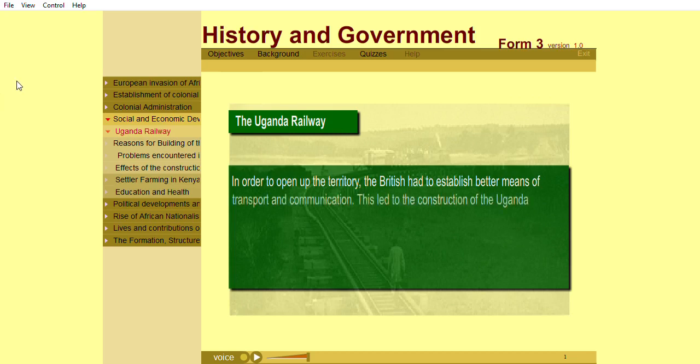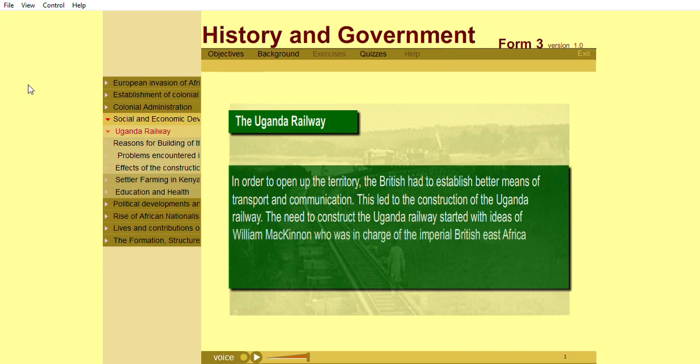The need to construct the Uganda Railway started with the ideas of William Mackinnon, who was in charge of the Imperial British East Africa Company. The railway started in 1895 and was completed in 1901. It was called Uganda Railway because it linked Uganda to the outside world.